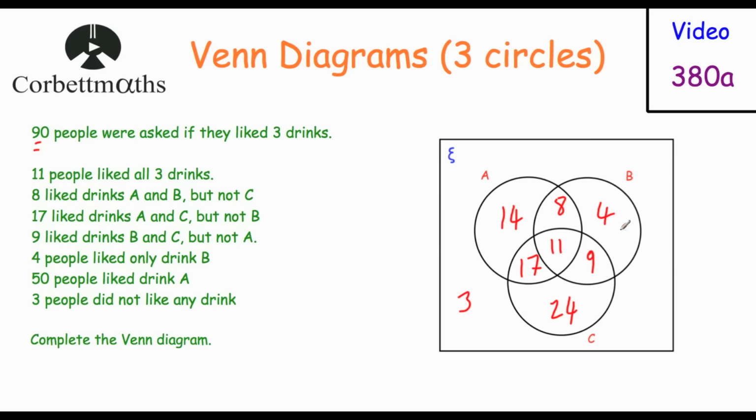4 people like to only drink B, so they go there. 50 people like drink A, and when we add these 4 numbers up together, we do get 50. And 3 people did not like any drink, so they go there, and that's it. So we've completed our Venn diagram. So in M2, or M3 or M4, you may encounter a Venn diagram with 3 circles.